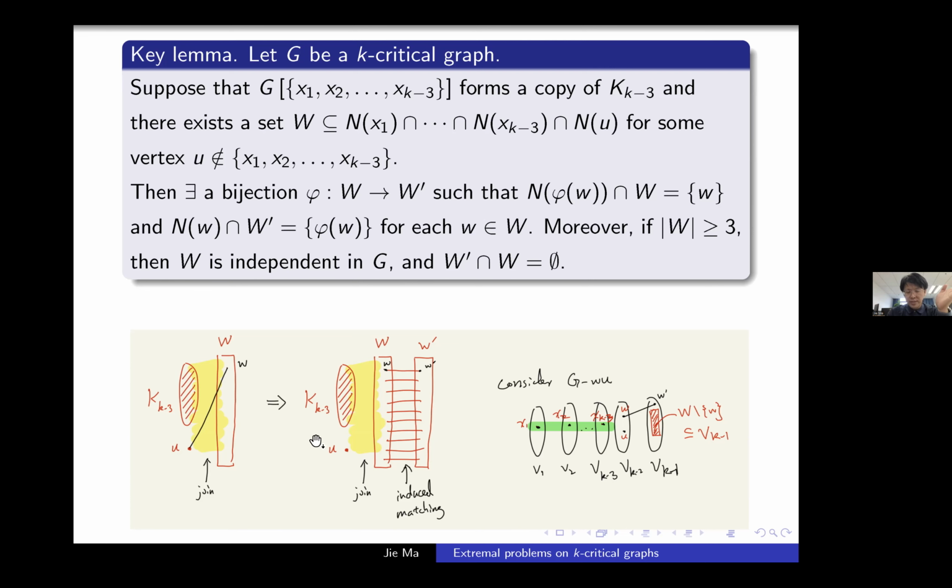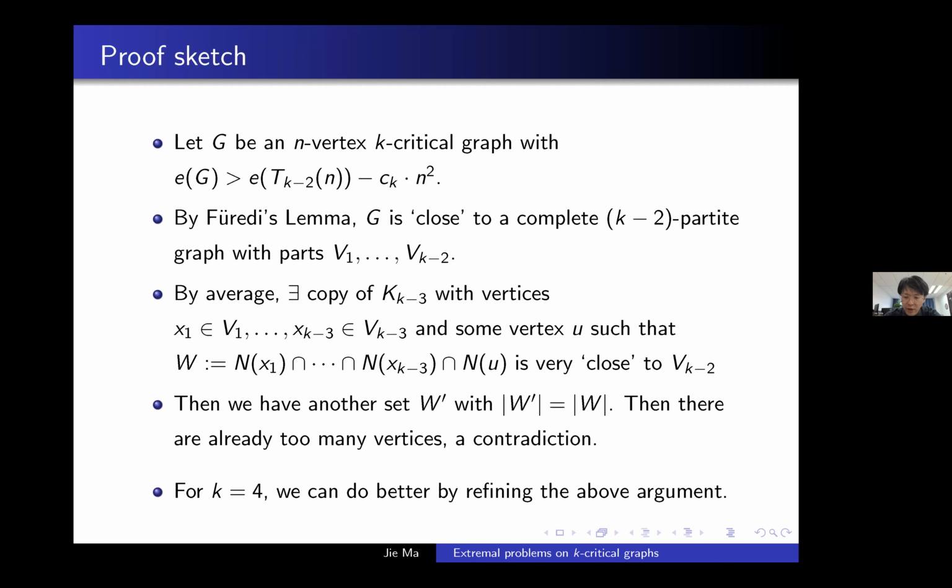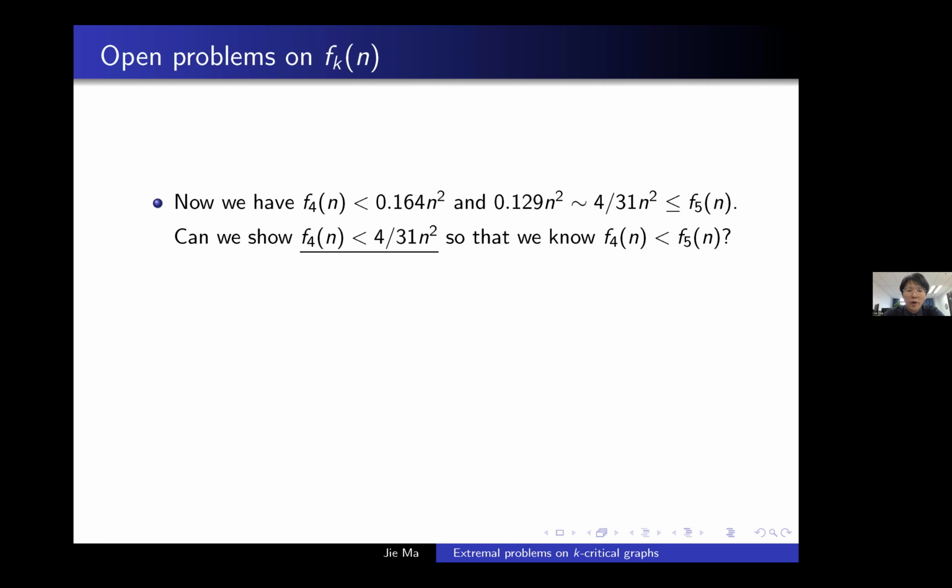If there is a way to say that they must be disjoint, then I think we can improve the number of edges a lot. Okay, open problems. Right now we know F4 is no more than 0.164, and the lower bound of F5 is 4/13.1, so that's 0.129. So I think it would be very nice to prove F4 is less than 4/31.